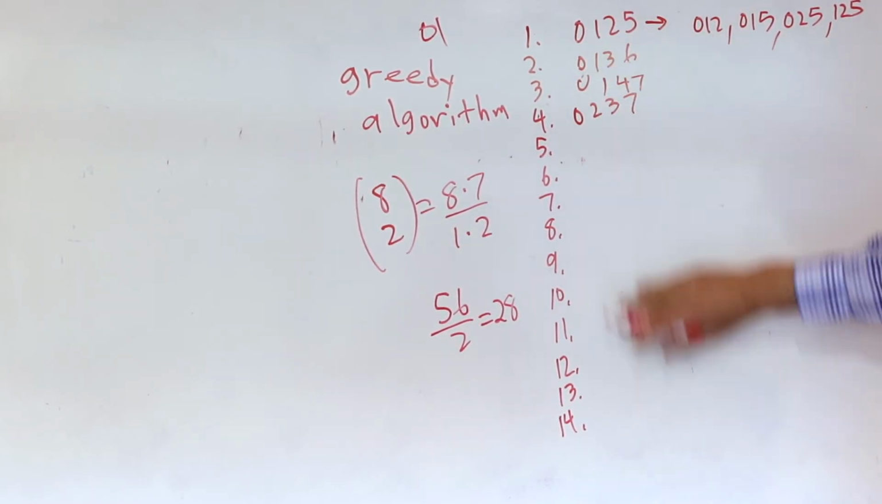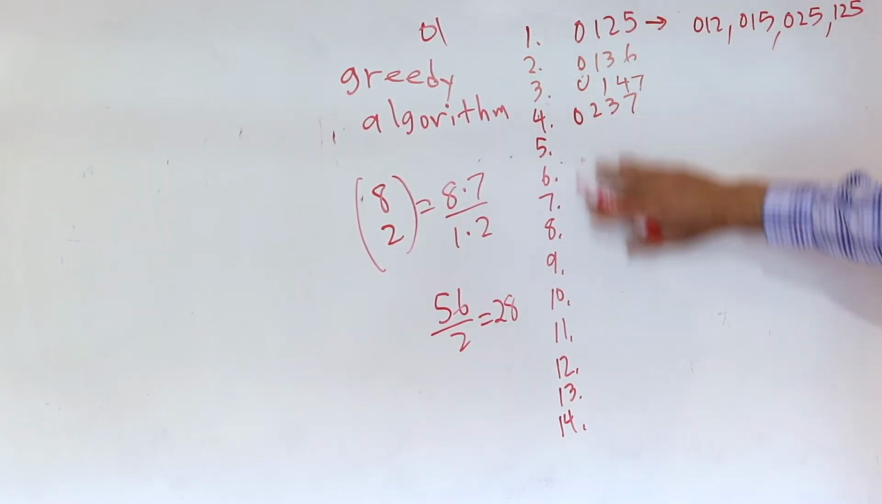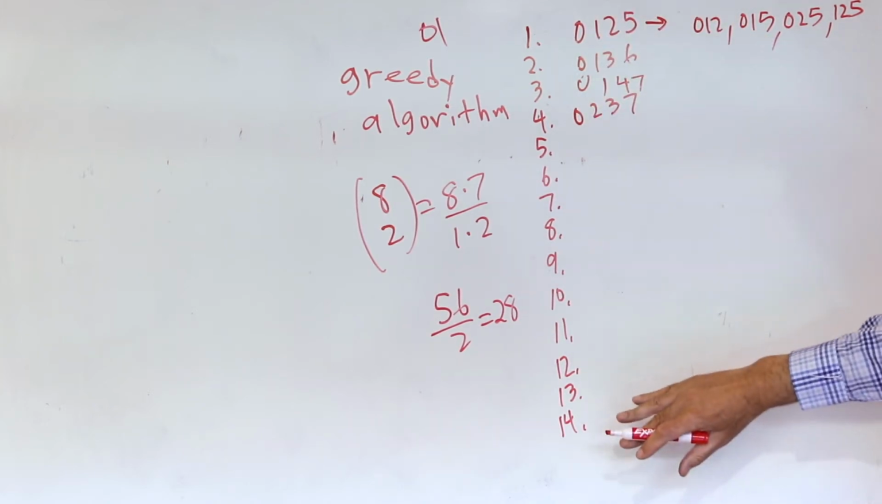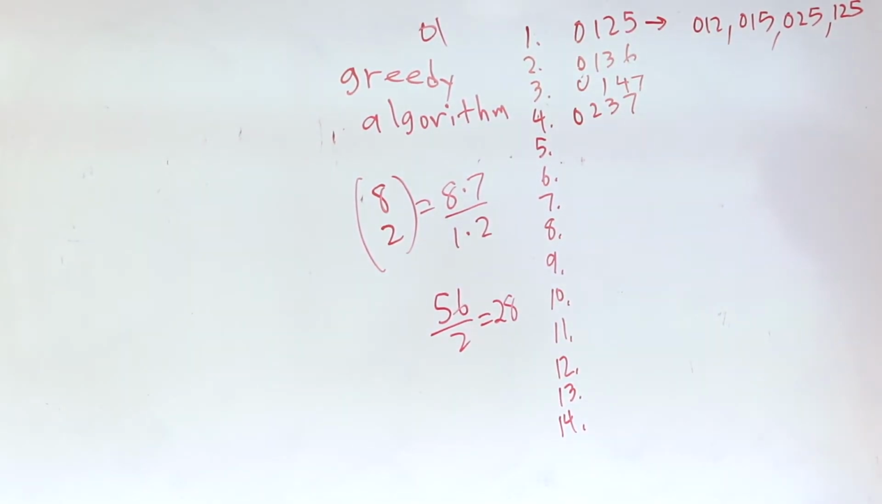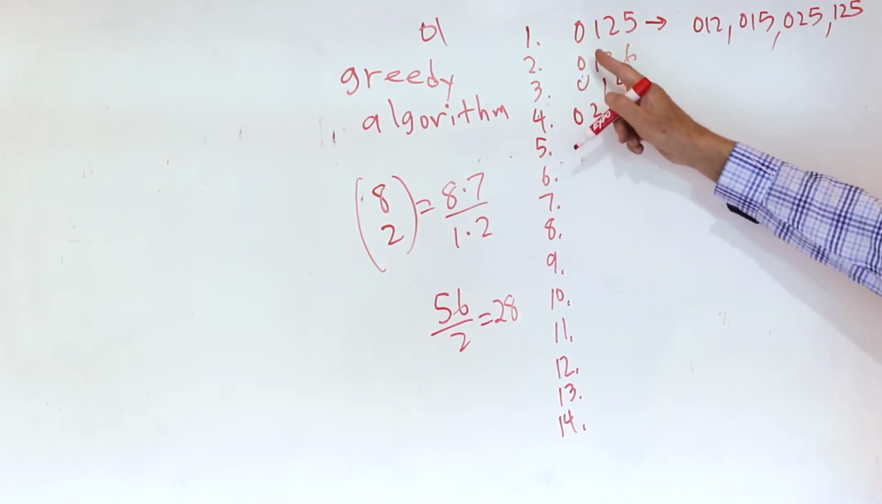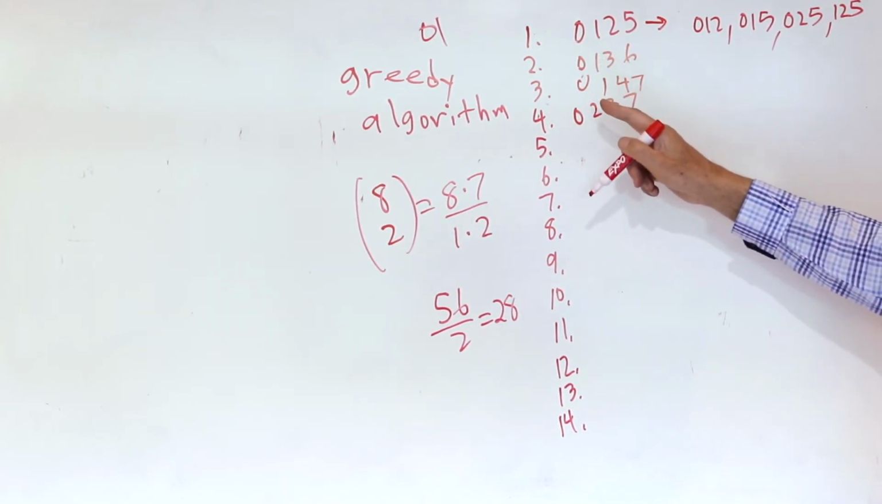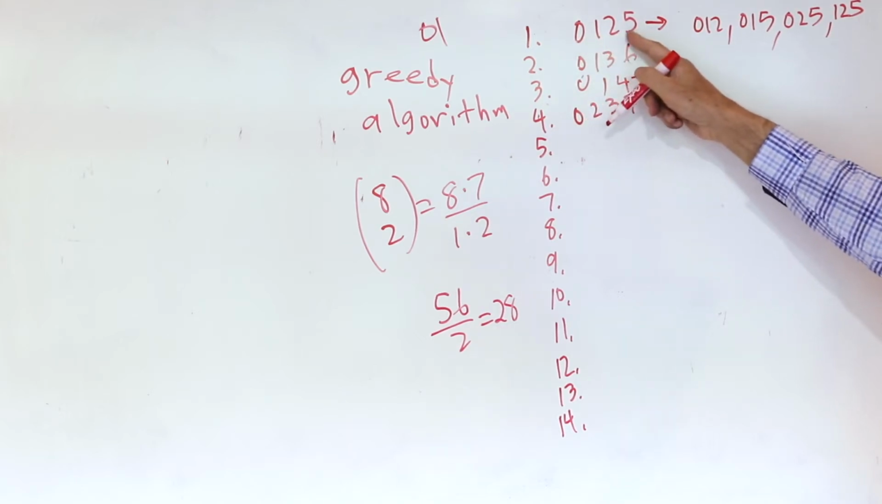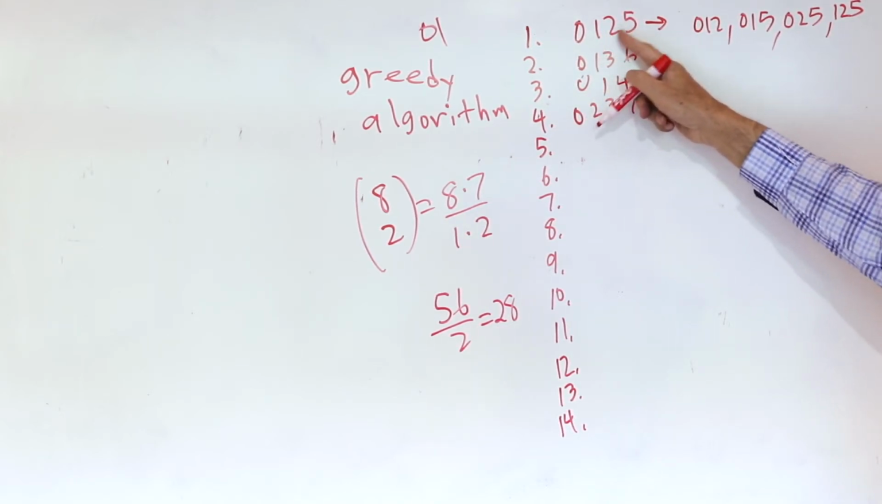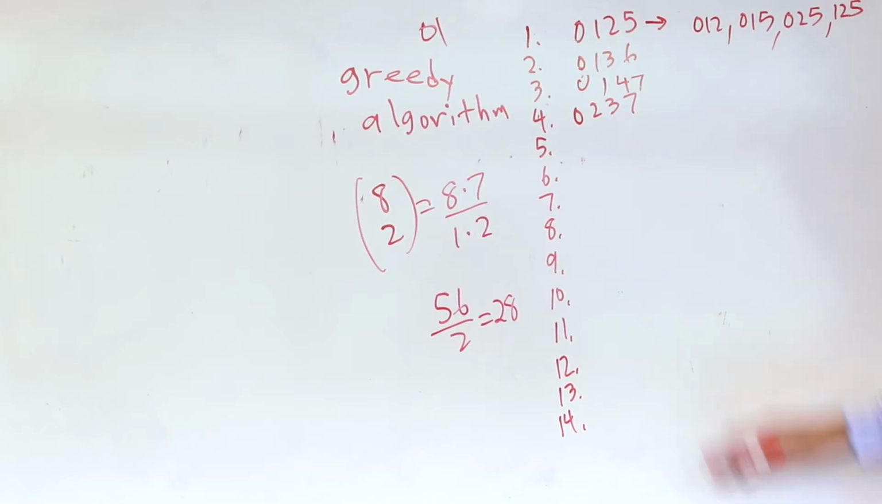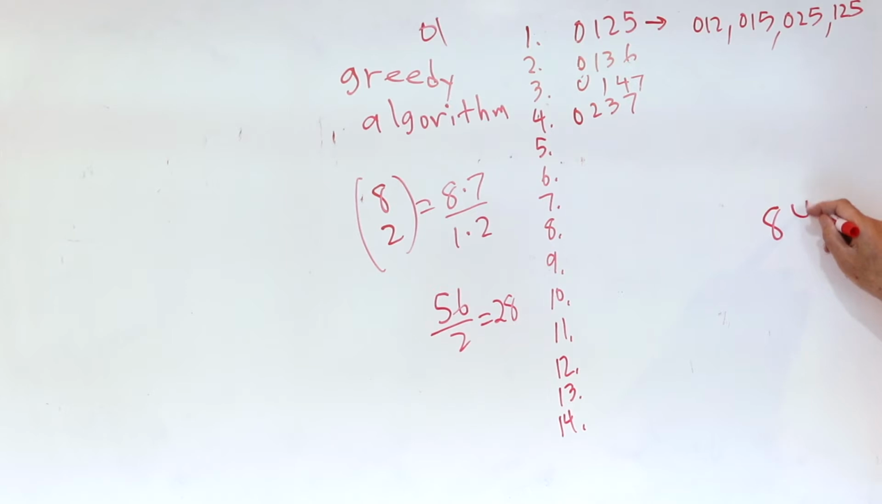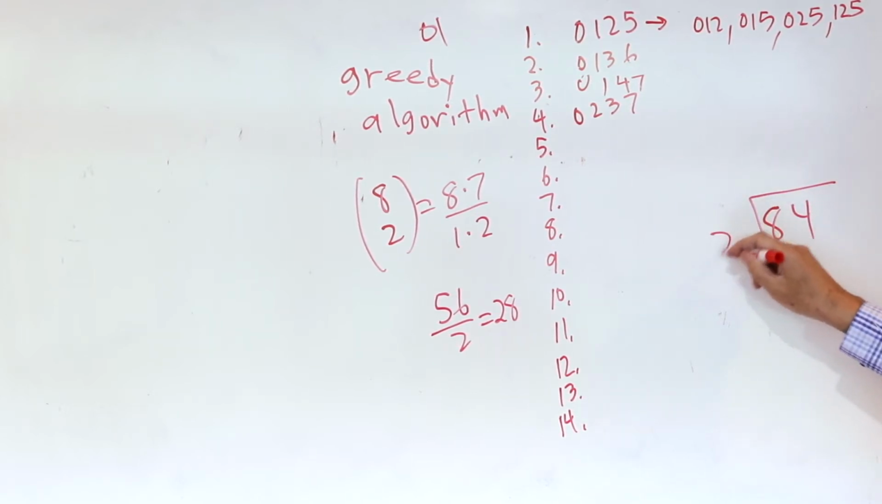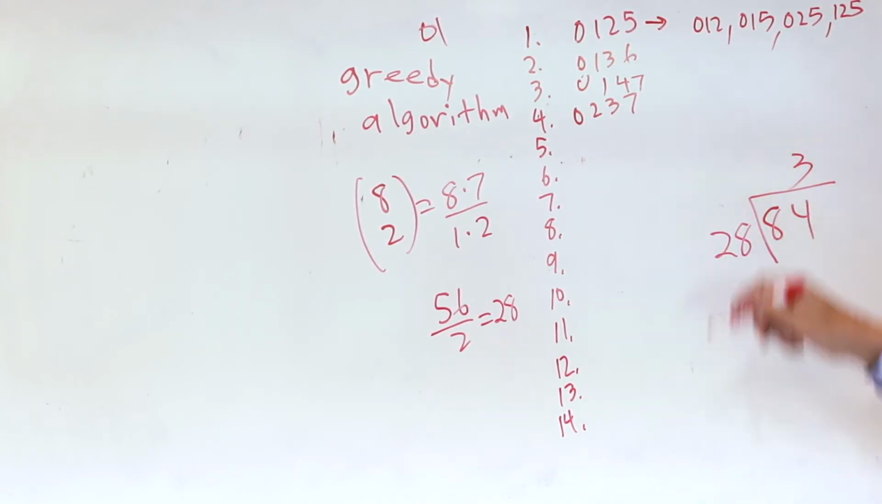Now, how many doubles are there in the whole Steiner quadruple system when we're done? Well, each quadruple has 6 doubles. We have 0, 1, 0, 2, 0, 5, 1, 2, 1, 5, 2, 5. That's 6 doubles. 6 times 14 is 84. So we have 84 doubles when we're done, and 28 different kinds. That goes in 3 times. So we do want each double 3 times.